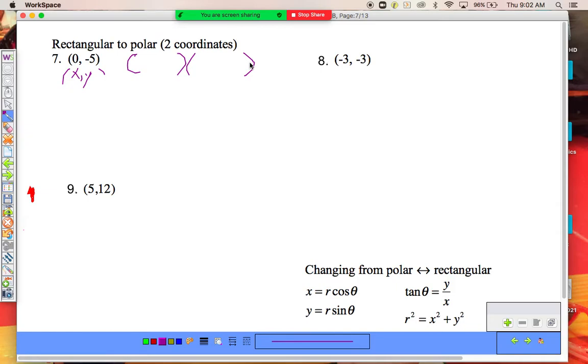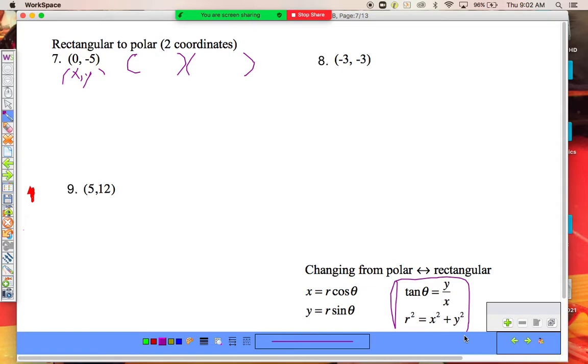The point I'm going to give you is 0, -5. So we're going to mentally look at that and then figure out what we have. All right, to do it this direction, we're going to use the other two formulas.